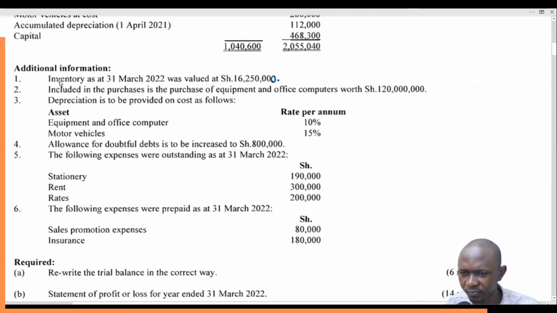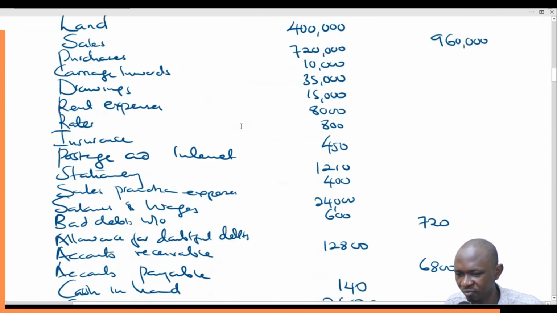Aha, look at this. That they are included in the purchases, the purchase of equipment and office computer worth 120,000. This is timely. We're almost forgetting this. Because these are assets, they are not supposed to be part of purchases. So we are going to deduct from the purchases. So we'll say less equipment and office computers.